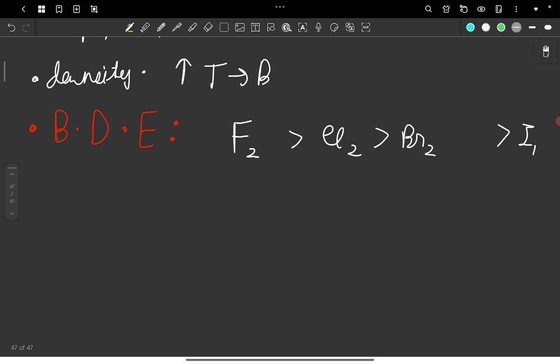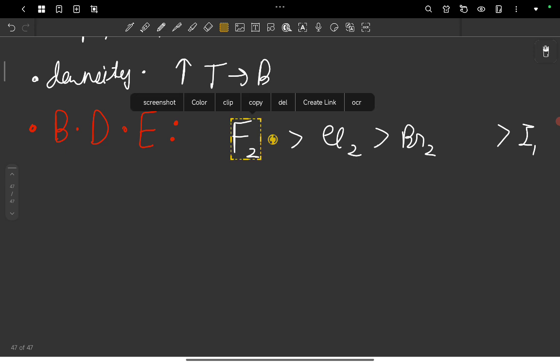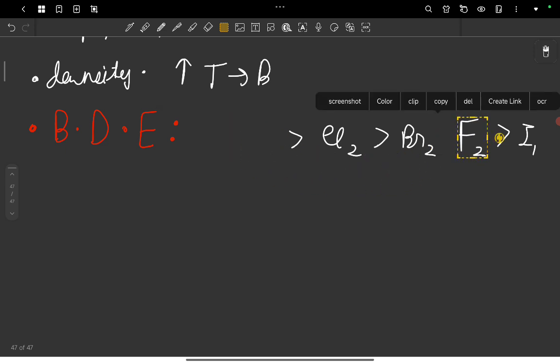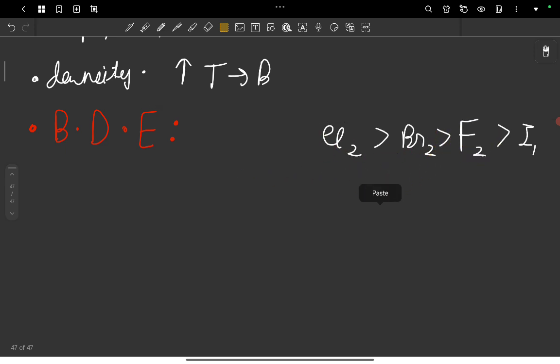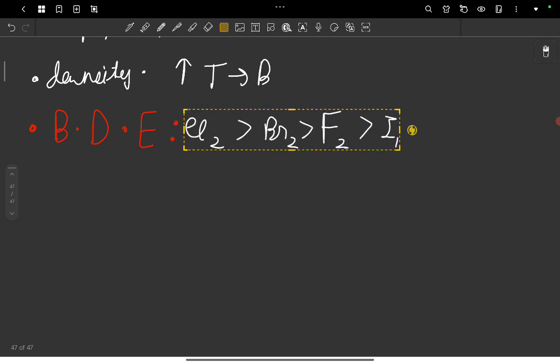And why is that? This is because if you look at the fluorine diatomic molecule, its small size causes these lone pairs to repel each other, which causes this bond to weaken a bit. So it becomes easier to break this bond. That is why fluorine comes right behind iodine, and the bond dissociation energy becomes an exceptional one.